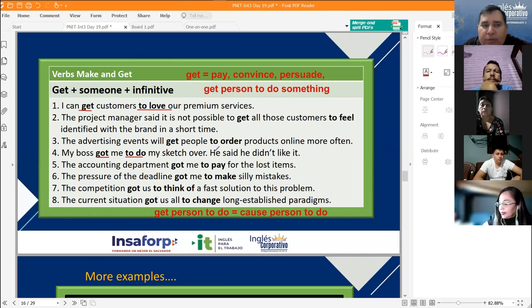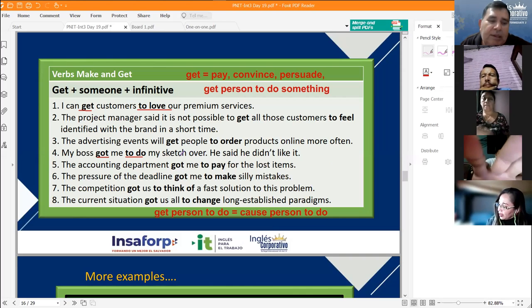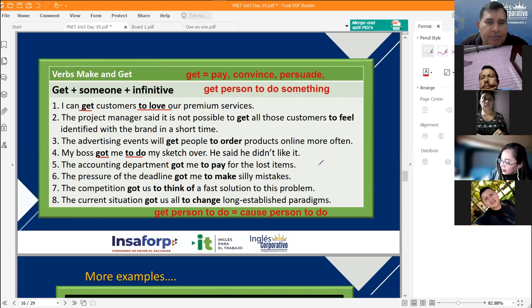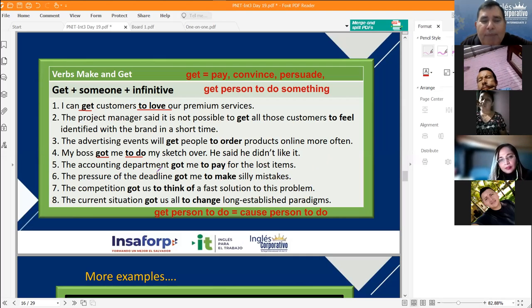The advertising events will get people to order products online more often. It means the advertising events will make people order products online more often, right? My boss got me to do my sketch over means I had to repeat it. I had to do it again. He said he didn't like it. The accounting department got me to pay for the lost items. The accounting department made me pay for the lost items.